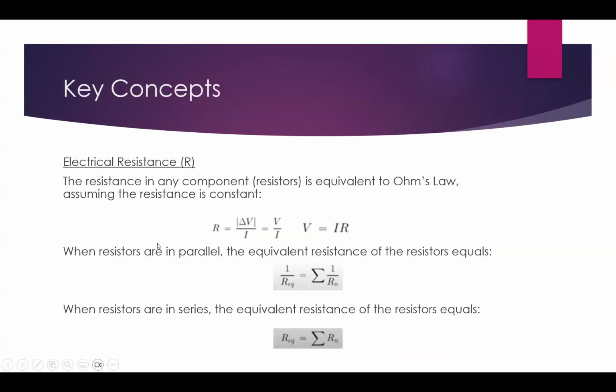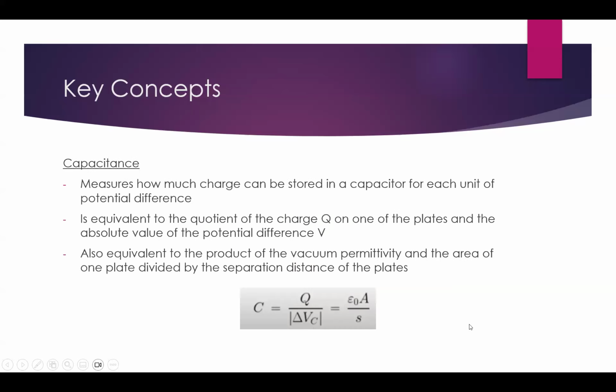Another key concept is electrical resistance. The resistance in any component or resistor is equivalent to Ohm's law, assuming that resistance is a constant. This is resistance equals potential difference over the current. When resistors are in parallel, the equivalent resistance of the resistors equals the equation as follows, 1 over the equivalent resistance. When resistors are in series, the equivalent resistance of the resistors equals the sum of all the resistors' resistances. This is the equation for total resistance we will use in this lab.